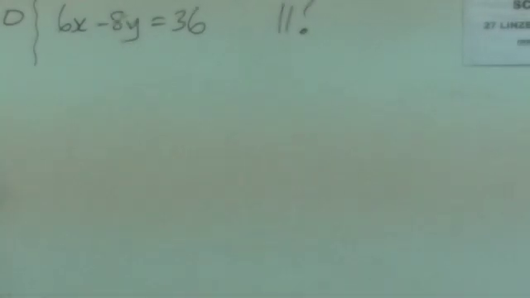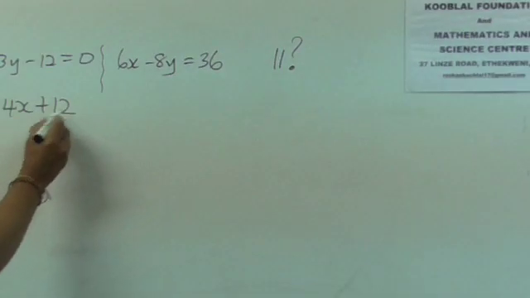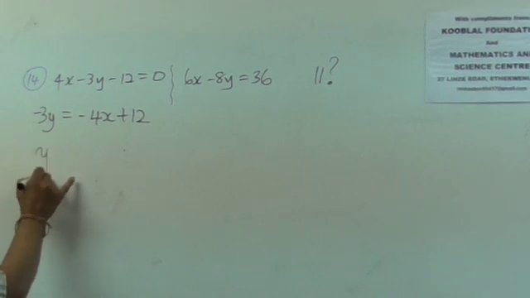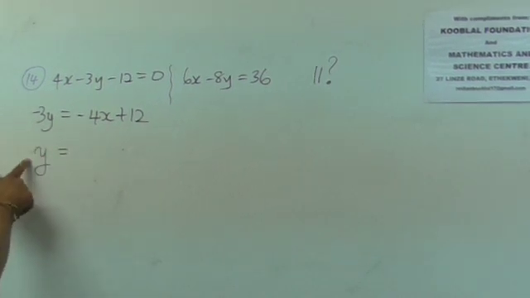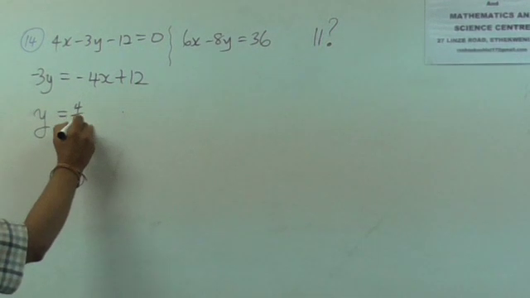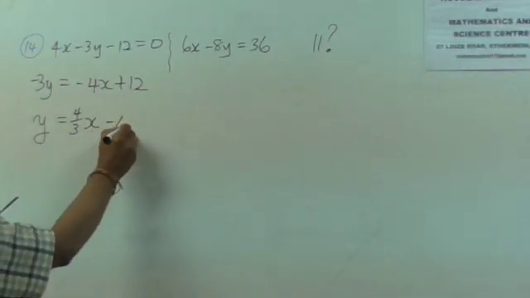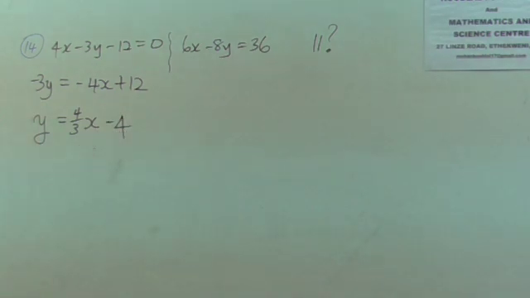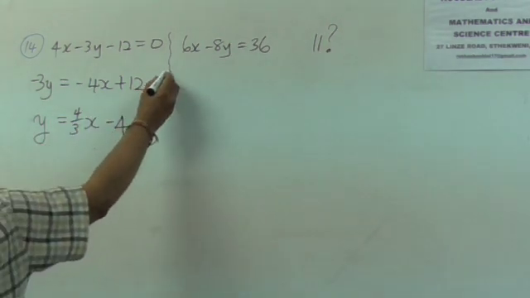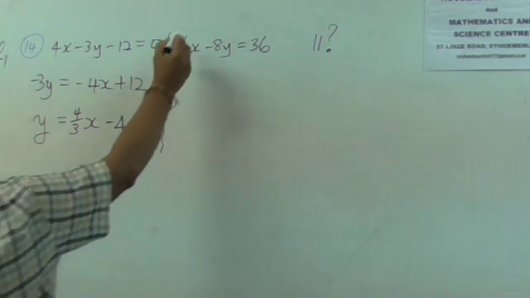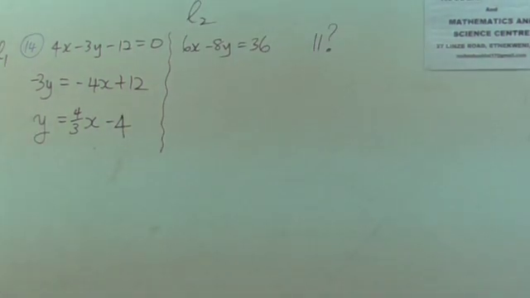So, minus 3y is equal to minus 4x plus 12. So we can divide straight away. Y is equal to, divide by negative 3 here, you'll get 4 over 3x. Divide by negative 3 here, you'll get negative 4. So, that one has been brought to standard form. Now let's bring the next one to standard form. And we can just call this line 1. We can call this line 2.